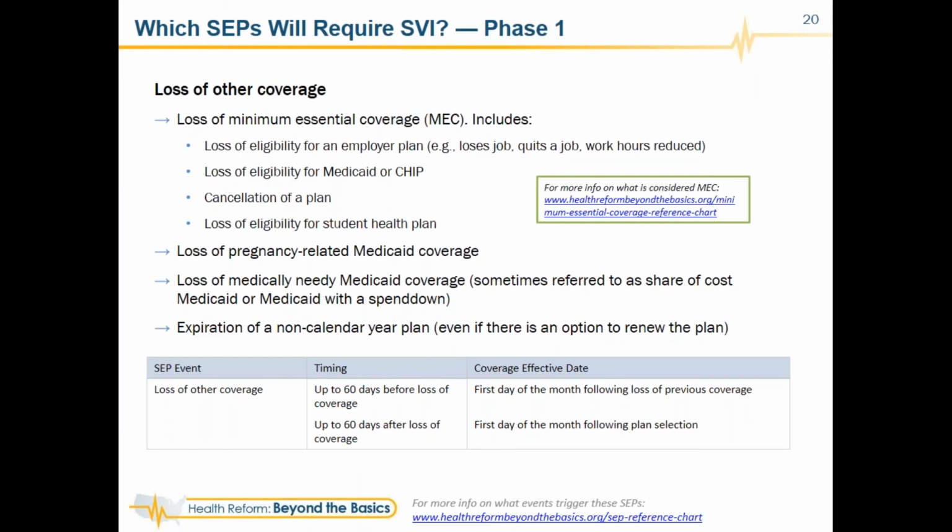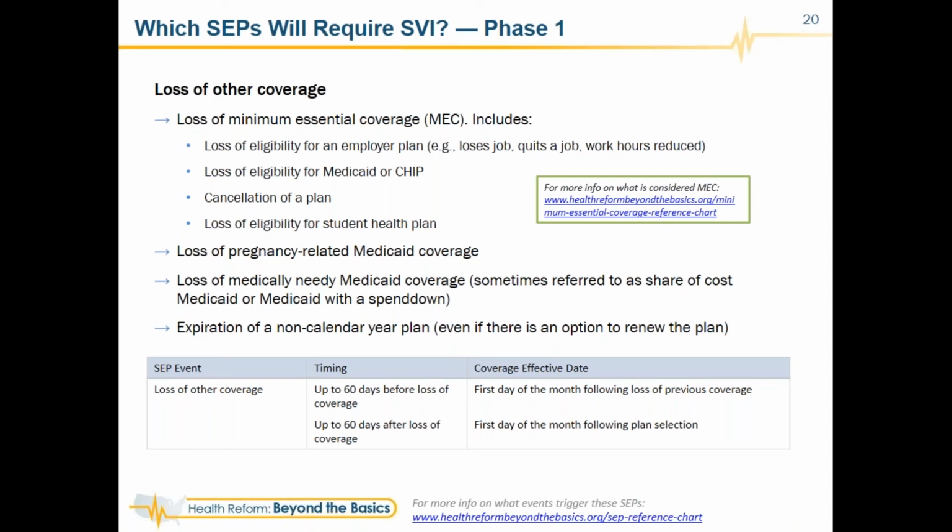So at a glance, when we think about who has started being affected under phase 1, I'm going to first talk about the people who become eligible for an SEP due to a loss of minimal essential coverage. This is the reason that most people qualify for SEPs, so it's important to think about that a large share of people who become eligible for an SEP are going to try to enroll with an SEP, and therefore will be subject to an SVI.